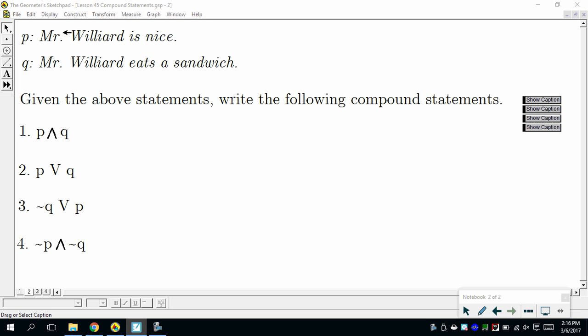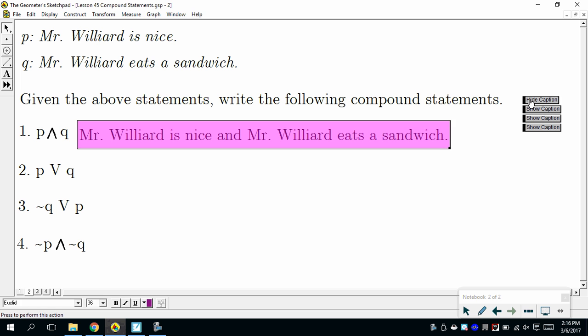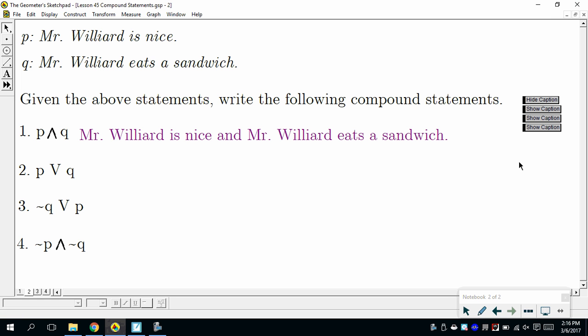So if we have P is Mr. Willard is nice, and Q, Mr. Willard eats a sandwich, and Mr. Willard gave me permission to use his name, we can write some symbolic or some compound statements using our new symbols. So here I have P, I have the and sign, and Q, and that says Mr. Willard is nice and Mr. Willard eats a sandwich. So we're just combining these two simple statements using the word and.